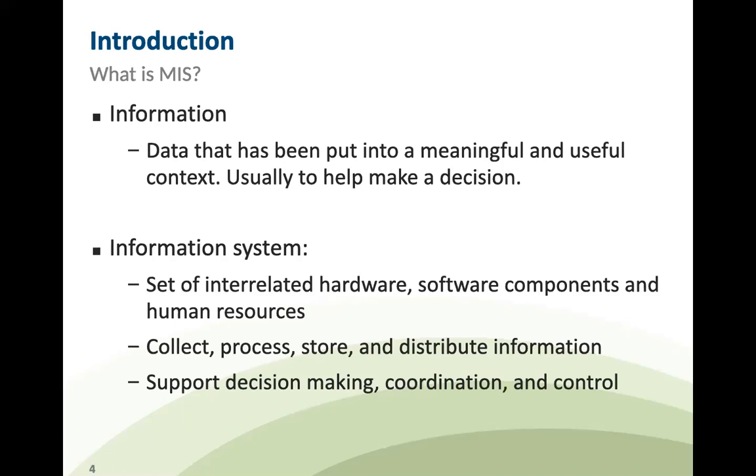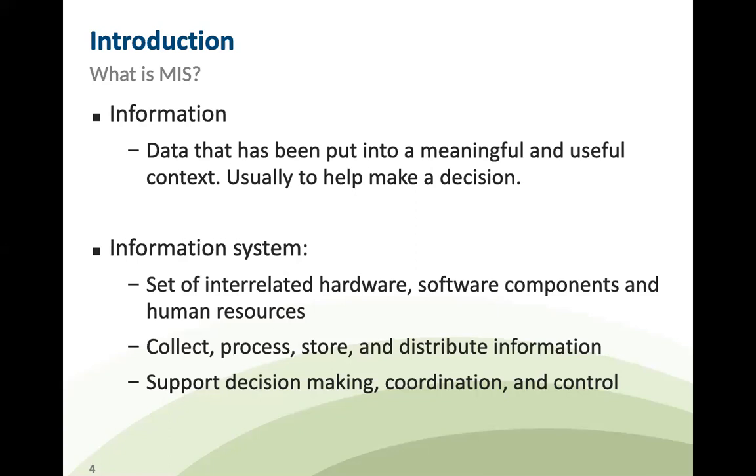So in order to understand what is management information system, first of all, we need to know what is information. That's a topic that you get to know from your younger days. So information means once you process data. Data in a valuable format is known as simply information. So basically data that has been put into a meaningful and useful context, usually to help make a decision. So that is information.